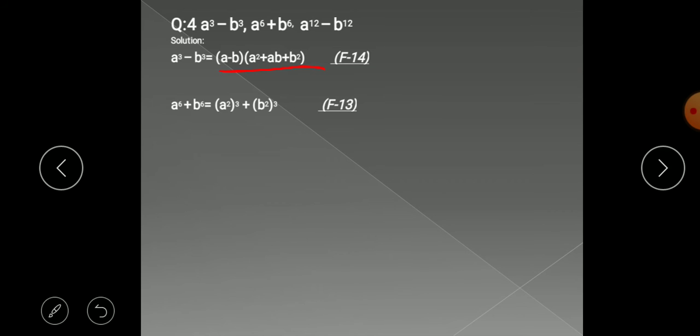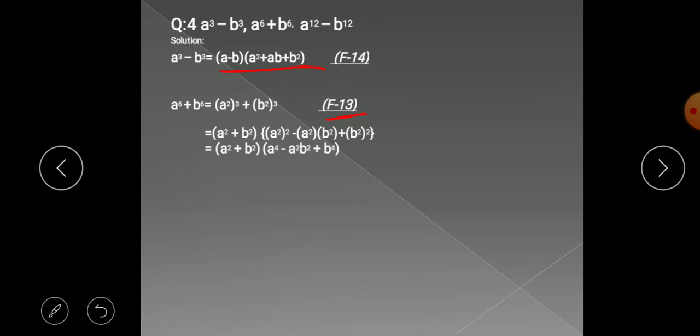Now this is question number 4. In the solution, first of all I have written down the factor form. I have applied here formula number 14. Did you see? And then for the second expression, a6 plus b6, first of all I have applied formula number 13, and then it gives me a square plus b square, and this is the transformation according to formula number 13, and this is the final answer for the first expression.